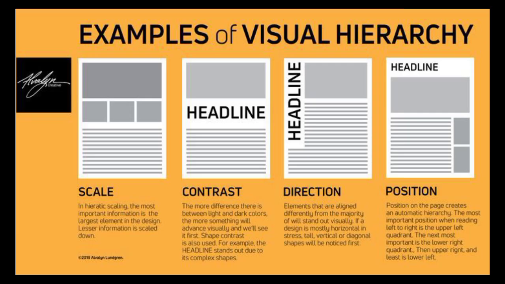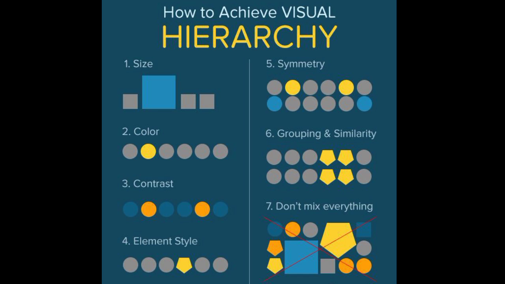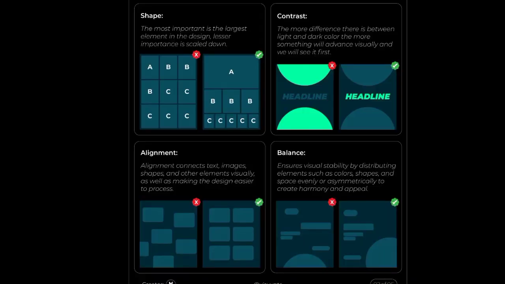And we have visual hierarchy. This is the arrangement of elements in design to indicate importance and guide the viewer's eye. So there is the way you're going to arrange your design according to what you want your viewer to see first before any other thing, right? So the way in which you arrange that is very, very important. So you need to know.